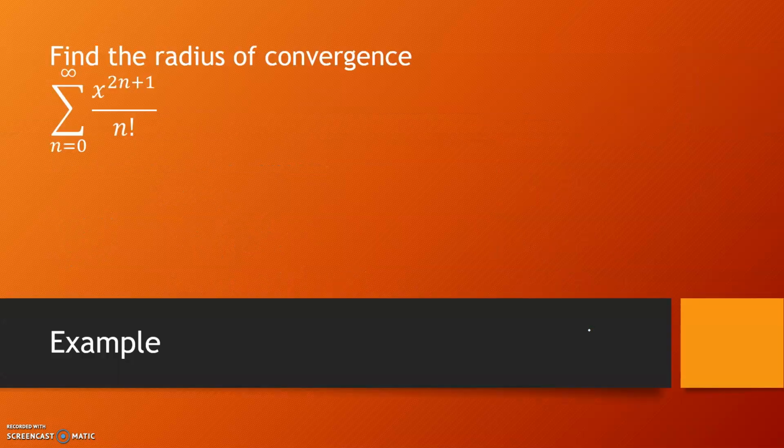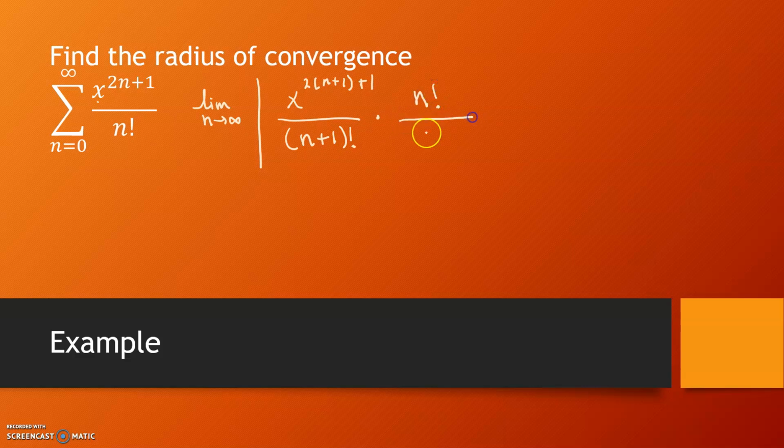We're going to do this next one, the radius of convergence for this one. All right, so we're going to do that ratio test again. We're going to take the limit as n goes to infinity. Again, we need absolute value bars. Again, we're centered at 0 because this doesn't have an x minus a. We can't see the a. And so we're going to do x to the 2n plus 1 over n plus 1 factorial. And then we're going to multiply by the reciprocal instead of dividing. So we're going to do n factorial over x to the 2n plus 1.